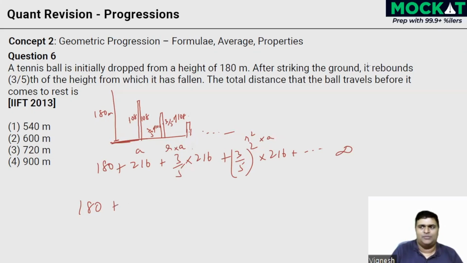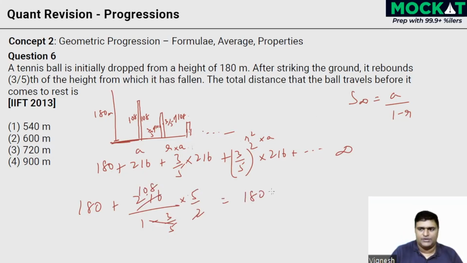The formula for sum to infinity, when my R is between 0 and 1, here it's 3 by 5, 0.6. It's nothing but A by 1 minus R. So A, 216 divided by 1 minus 3 by 5. 1 minus 3 by 5 is 2 by 5, right? So this 2 by 5 is nothing but 5 by 2, the reciprocal, over here. Here I get a 108. 108 into 5 is going to be 540. So 180 plus 540 comes to 720. Option 3 becomes the answer here.